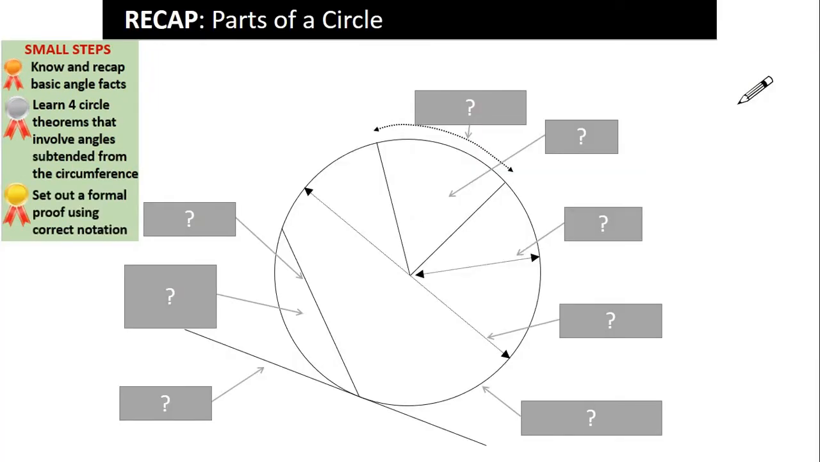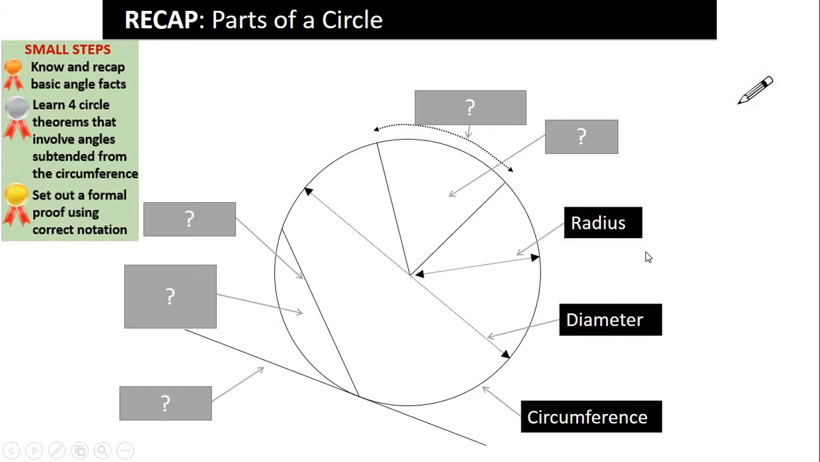Okay, parts of a circle. See what you can remember. Pause the video while you have a think about them. Okay, let's go through them. We will start with the circumference, which is the perimeter. Next, we've got the line across the middle, the diameter. From the middle to the edge, the radius.